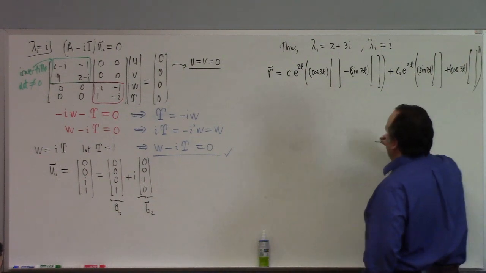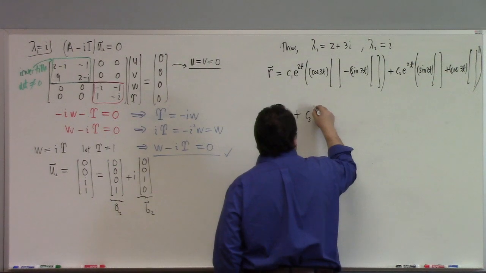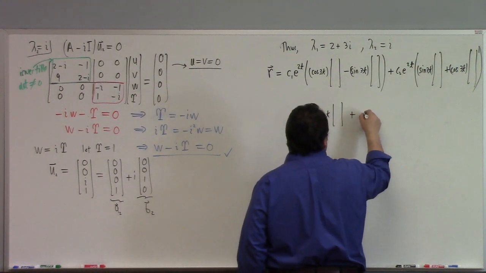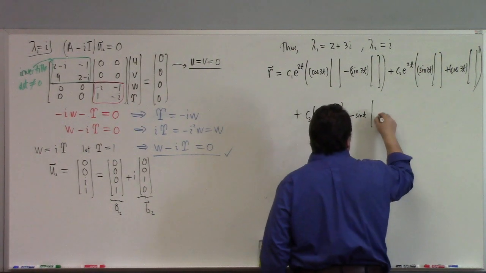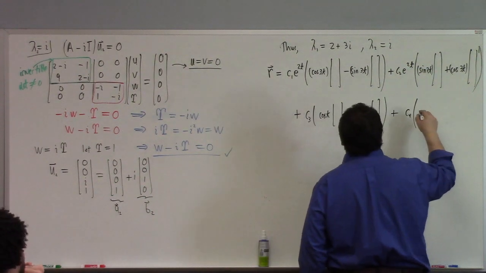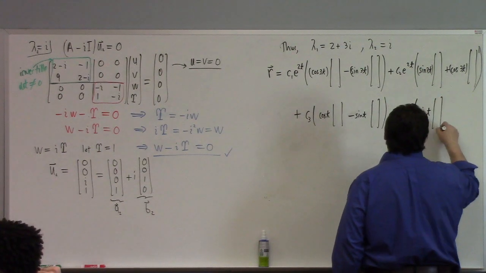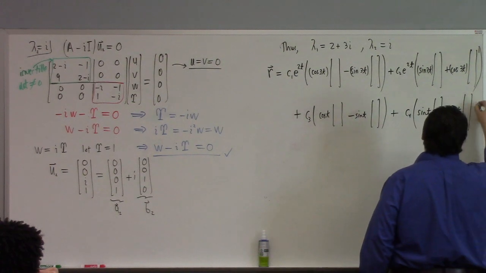plus c3 parentheses here, cosine t times my a2 vector plus, rather minus, sine t times my b2 vector, plus c4 sine t times my a2 vector plus cosine t times my b2 vector.